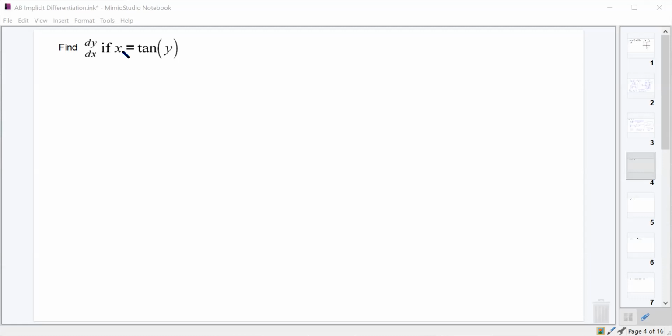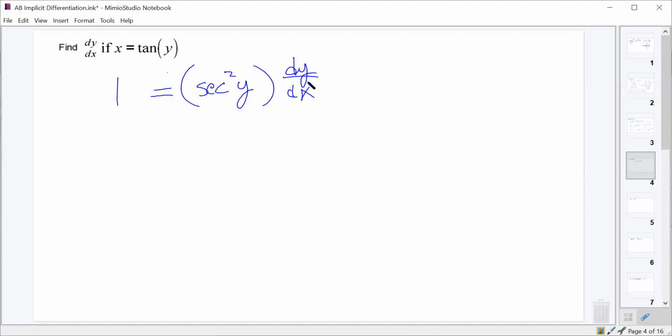How'd this go, taking the derivative with respect to x on both sides? It made sense. All right, on the left, we should have got 1, right? And what about on the right? The derivative of tangent y should become secant squared y times dy dx, right? Because we're taking the derivative of something that has a y in it, but we're doing it with respect to x. Everybody good with that? And dy dx should then equal what? Cosine squared y?